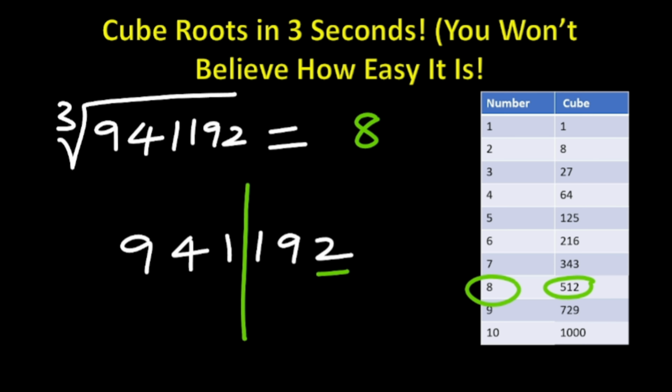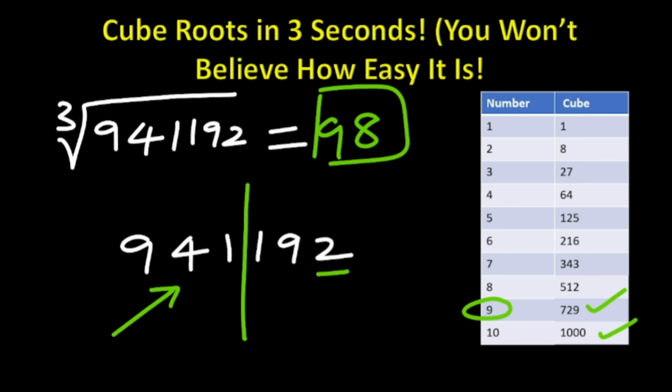To find the next digit, we look at this number, which is 941. As you can see, 941 lies between 729 and 1000. We choose the smaller number, which is 729. Its cube root is 9. So 9 goes here. So what is the cube root of the number 941192? That's going to be 98.